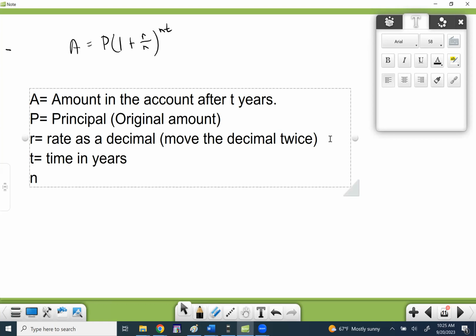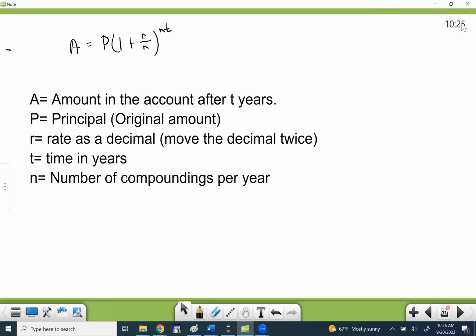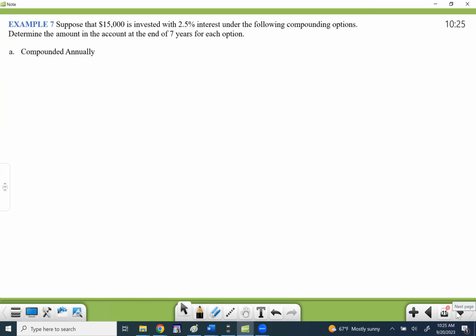Now, probably the most complicated part of this is N. N is going to stand for the number of compoundings per year. And it'll tell you that in the directions. It might not be blatant and say N equals 5. It might be like it was compounded quarterly or compounded daily or monthly or something like that. So you're going to have to figure out that N in each problem. Hopefully that helps you to understand what each one of those variables stands for.